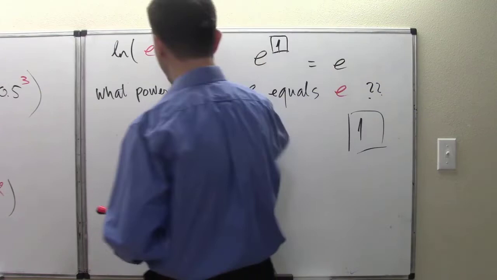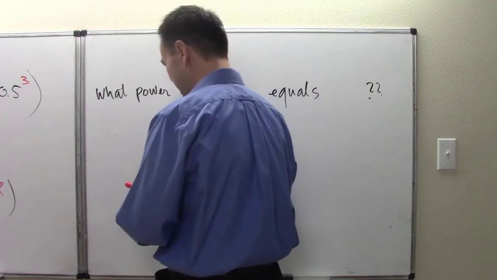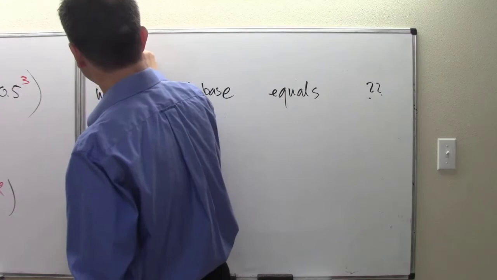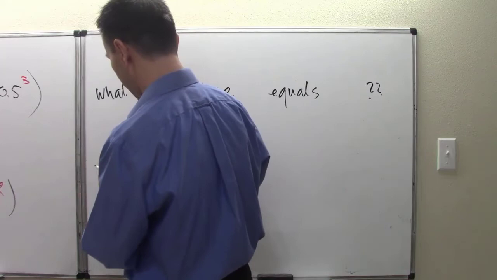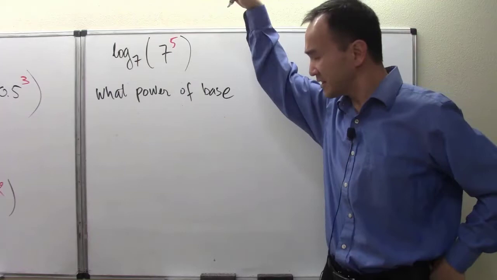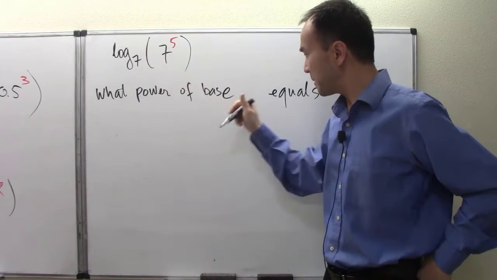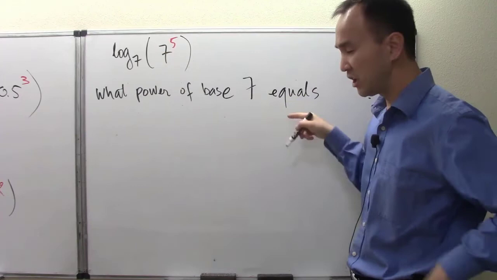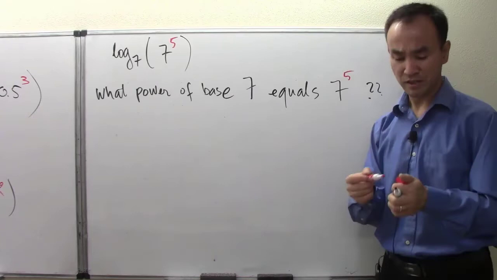All right, so now on this board again, let me look at the first one that I wrote down. It was looking for log base 7 of 7 to the fifth power. Okay, let's interpret this operation as a question. What power of base 7 equals 7 to the 5th? That's what a logarithm is. Sometimes, once we lay it down as the question, we feel how ridiculous it was that we had to write it down.